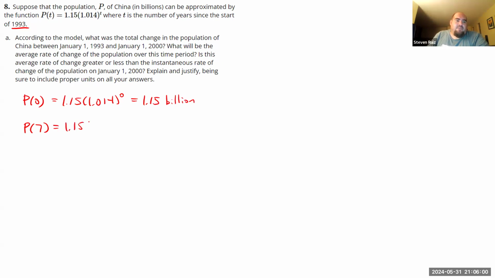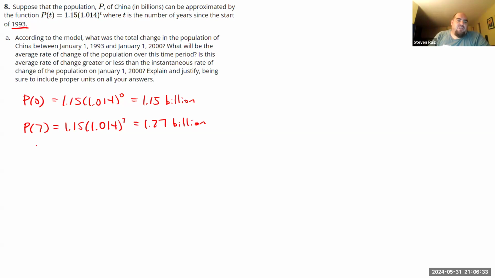And when t equals 7, let's calculate that. I get approximately 1.27 billion. Okay, so we got the two population values. What else do we have to do with them?